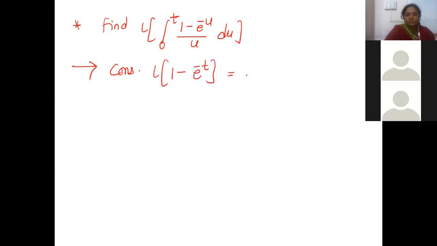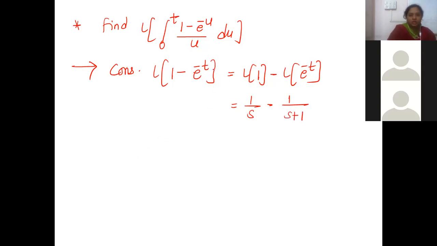Can you separate? Yes, ma'am, by linearity. Very good. So, Laplace of 1 is 1 upon s, minus Laplace of e raised to minus t, which is 1 upon s plus 1. Correct. On this, you should divide by t first. So yes, divide by t: 1 minus e raised to minus t upon t.